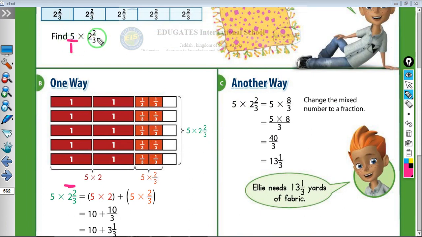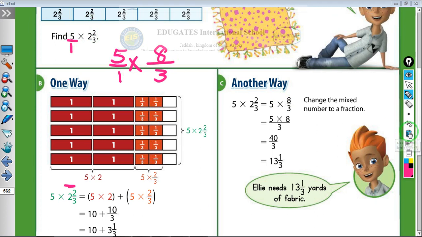How do we make this an improper fraction? Firstly, make 5 over 1, as I said now. Multiply 2 times 3. Firstly, put the 3 down. The denominator does not change, as I said. So the 3, put it here. 2 multiply 3 is 6. 6 plus 2 is 8.